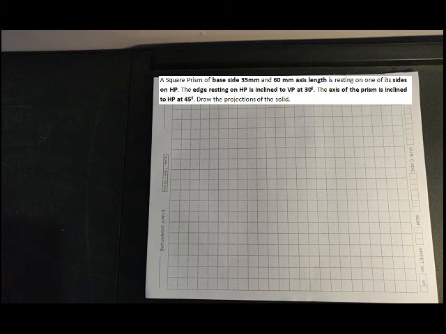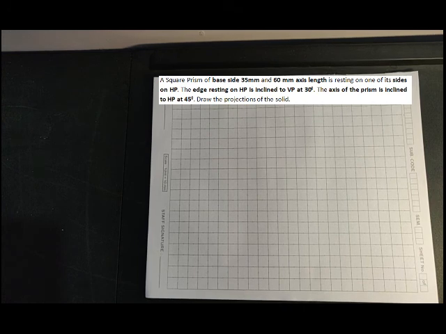So the apparent body should always fit on the apparent inclination. Sometimes they would give you the true inclination and you need to find the apparent inclination. That is what it means. In later classes we'll see how to solve for the beta angle. In this particular case there is no beta angle problem, because it says the edge is inclined to VP at 30 degrees. So we'll start with the problem.